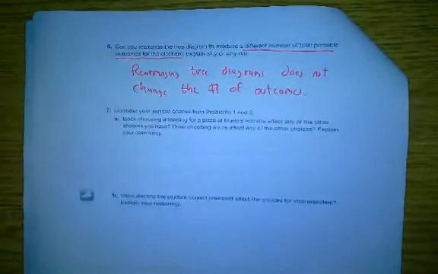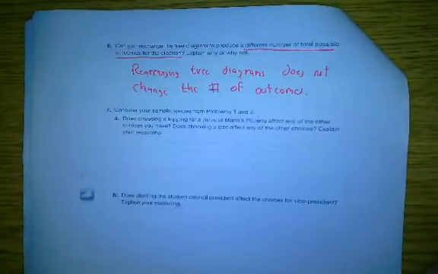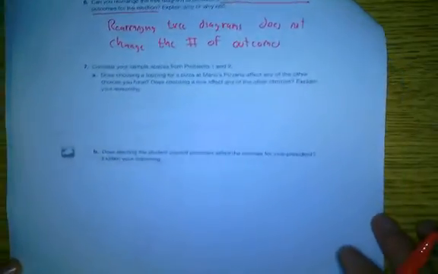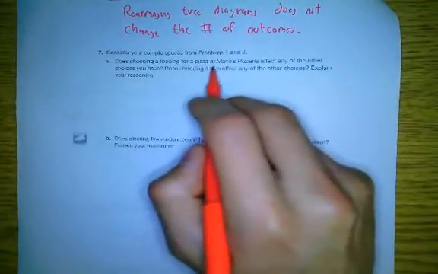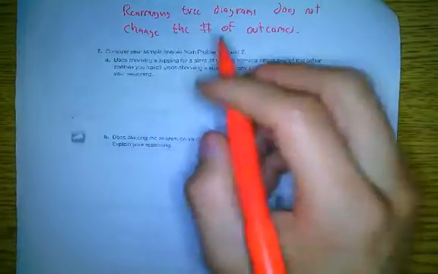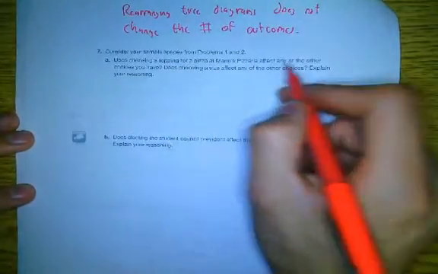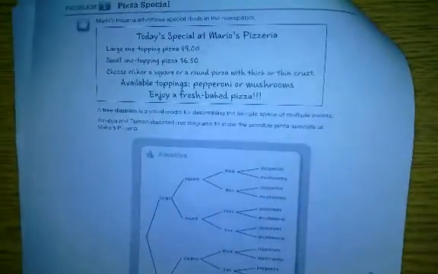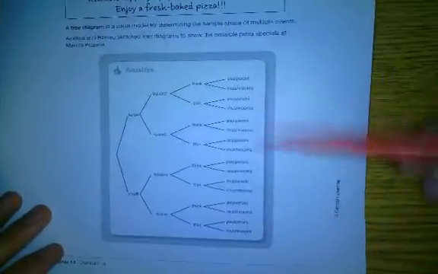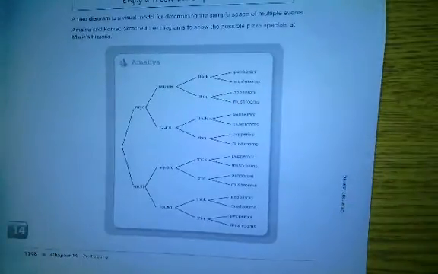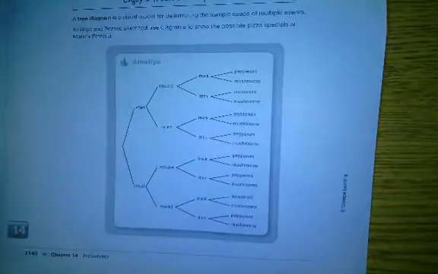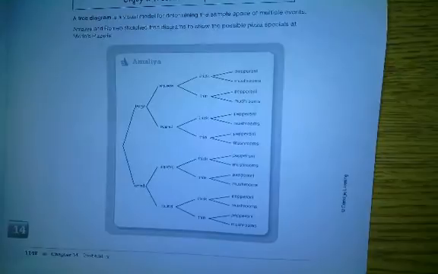Alright, which takes us to question number 7. Consider your sample spaces from problem 1 and problem 2. Problem 1 was about the pizza place with Mario. Does choosing a topping for a pizza at Mario's Pizza affect any other choice you have? So here's what that means. I'm going to flip back to that problem, which is Mario's Pizza. My question is, does choosing a topping, which was pepperoni or mushroom, affect whether you choose thick or thin, or whether you choose square or round, or large or small? And the answer to that would be no. If I choose pepperoni or mushroom, that doesn't determine whether I can pick thick or thin. And that also doesn't determine whether I can have a square or round pizza, which again does not determine whether I can have a large or a small pizza.